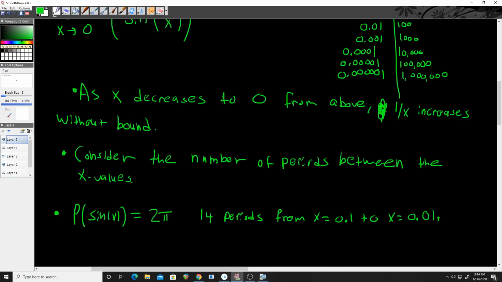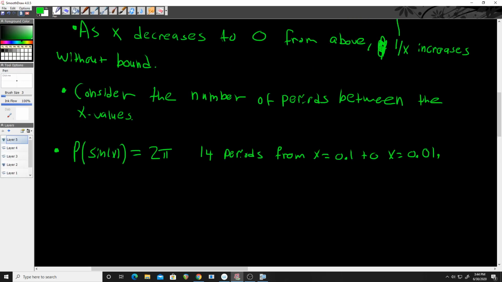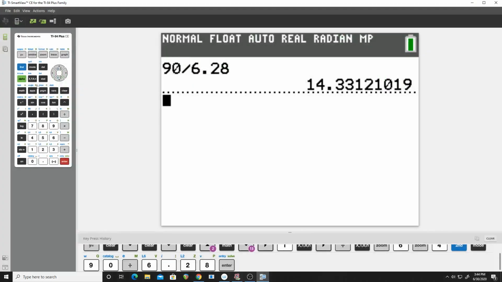Now, let's do the next one. From x equals 0.1 to x equals 0.001. How many periods? Well, 1 over x goes from 100 to 1,000. So the distance there, 1,000 minus 100, is 900. That's how much 1 over x changes by. And now, how many periods is that? Let's take 900 and divide by 2 pi.